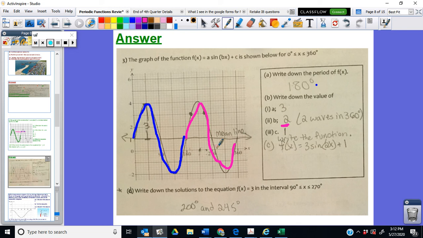Now, last thing, where is that mean line? Where is that principal axis? That's at 1. So f of x is 3 times the sine of 2x plus 1. That is your complete model. Then if we estimate where these intersections are, I estimated this one at about 200, and then this next one at about 245. Consider yours correct if you were within, say, 5 to 10 degrees off, between around 200 and 245.